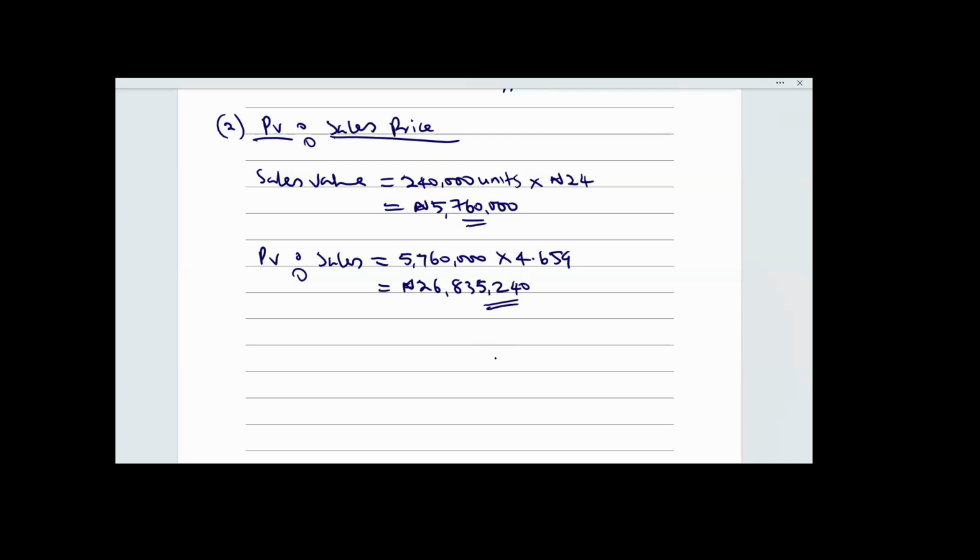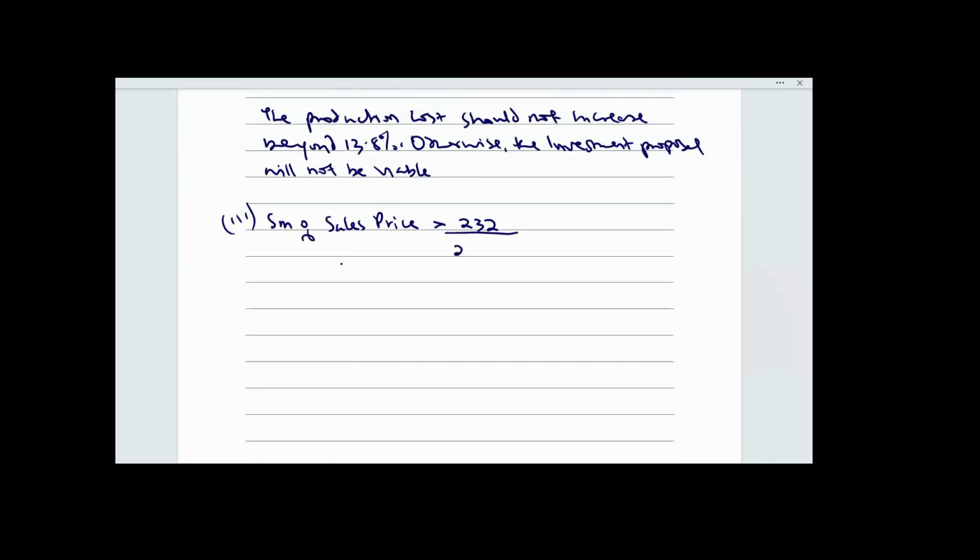That's the PV of sales price. Since our figures are in thousands, we have to restrict this one to 26,836. So 232 divided by 26,836 multiplied by 100 over 1. That will give you 0.9%.